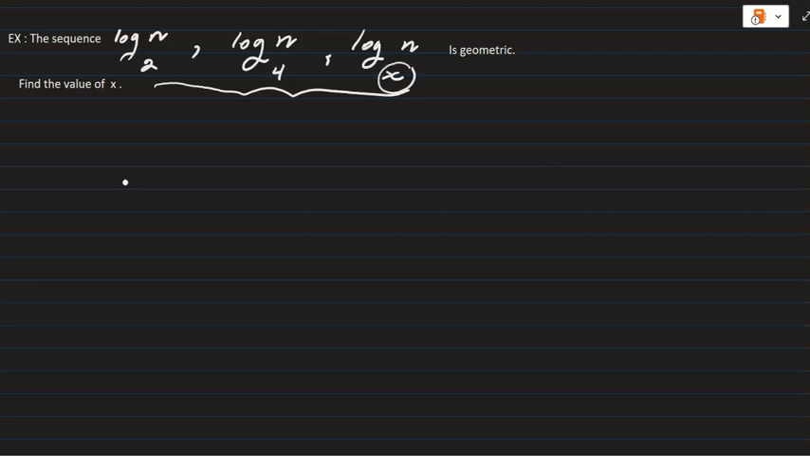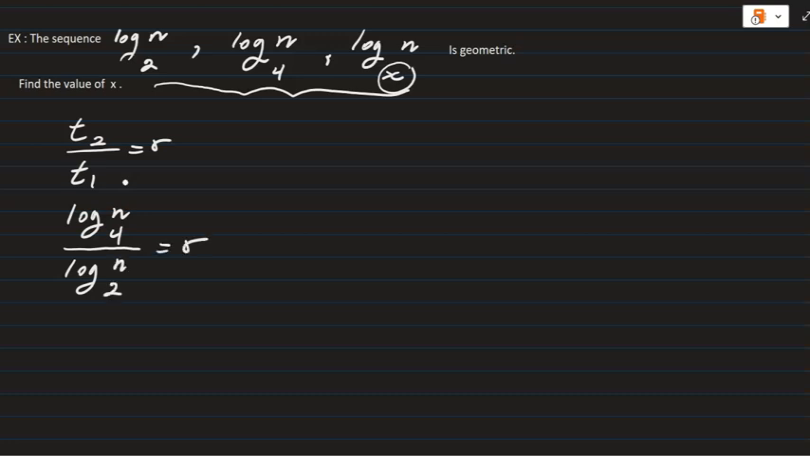All right, the first thing we have to deal with is to define what the common ratio is, because it's a geometric sequence. Now, the common ratio, usually what you can find is when you divide two successive terms, t2 divided by t1, that ratio will always give you r, which is the common ratio. So in this case, I can just say log of n base 4 divided by log of n base 2. That will give me the ratio r.